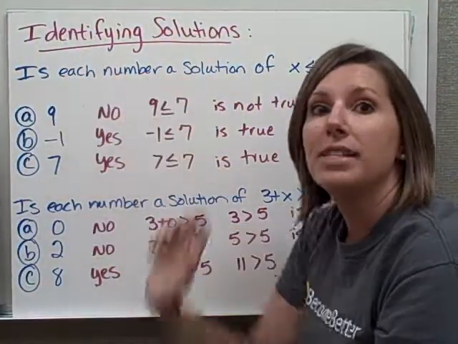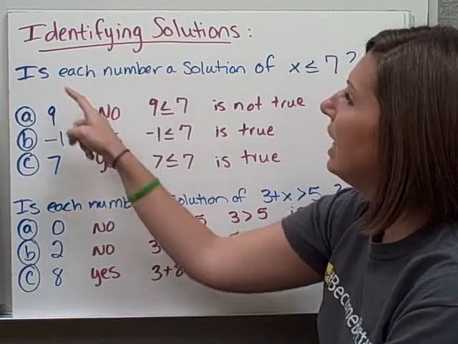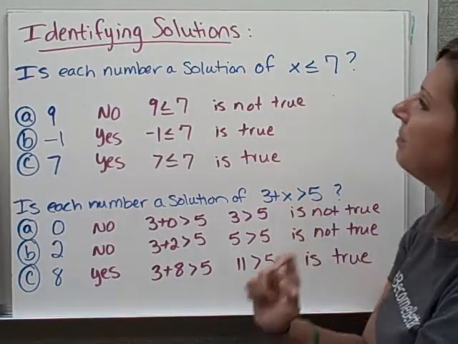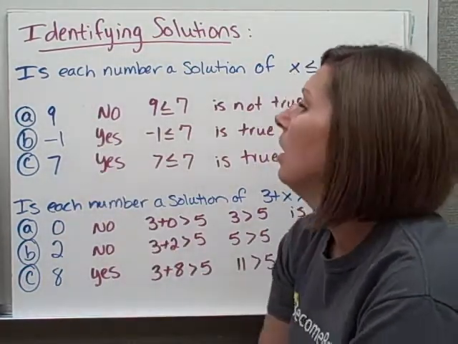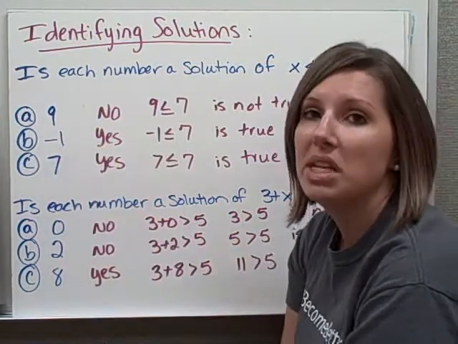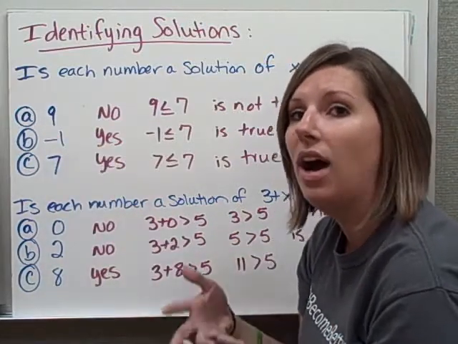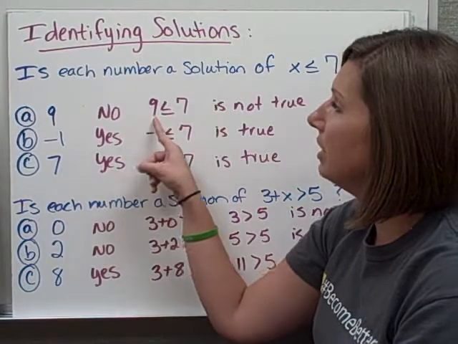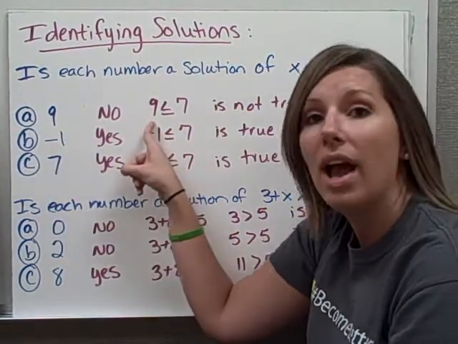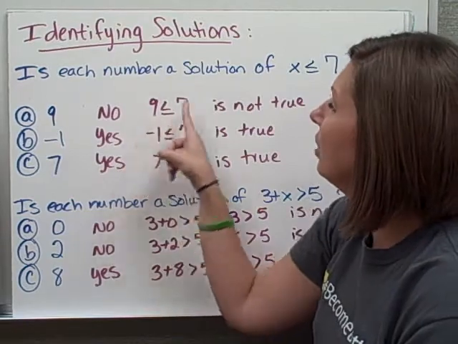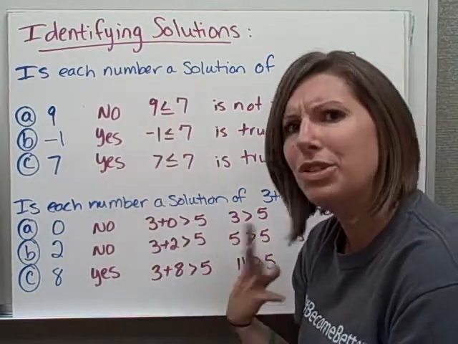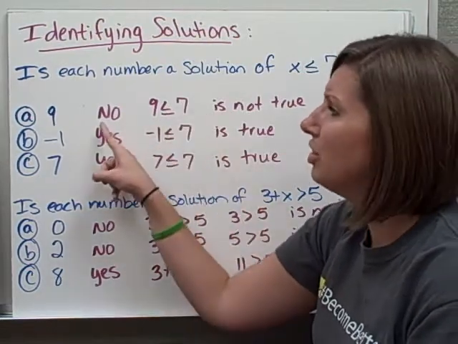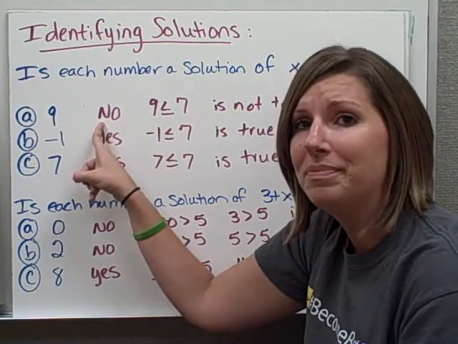First, let's identify some solutions to inequalities. Is each number a solution of x is less than or equal to 7? And you have some options here. We have A, which is the number 9. So we are going to test to see if 9 is a solution to x is less than or equal to 7. So what we do is we plug in 9 for where x was. And we look at this statement and we ask ourselves, is that true? Is 9 less than or equal to 7? No, that is not true. So 9 is not a solution.